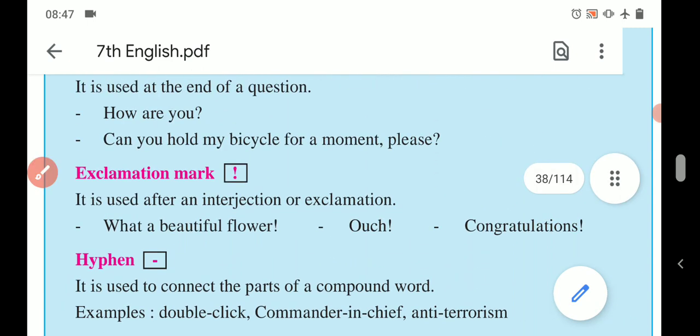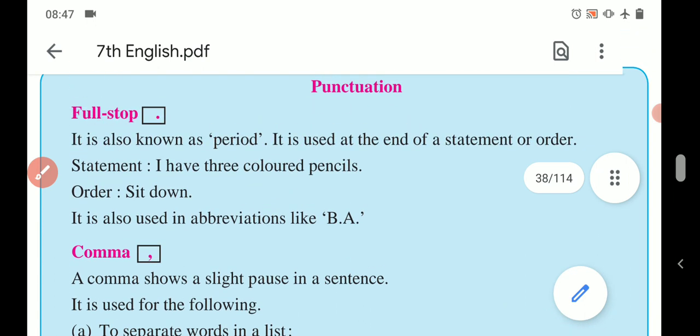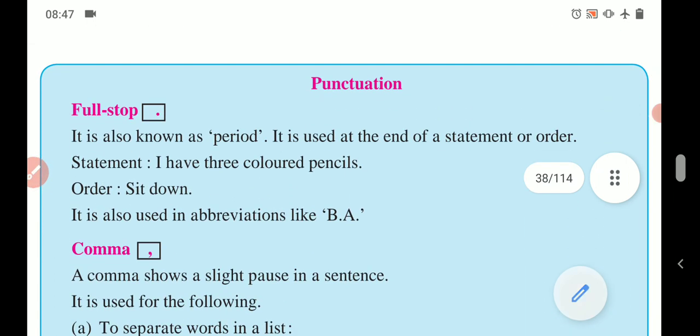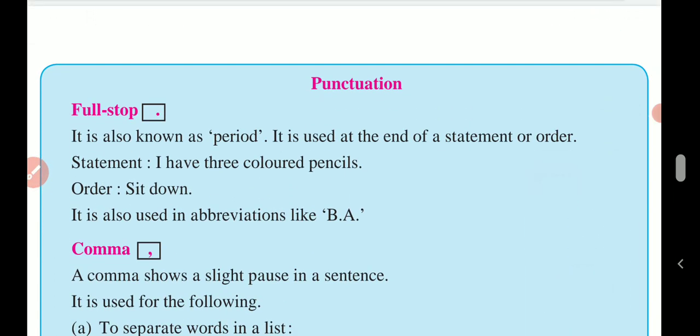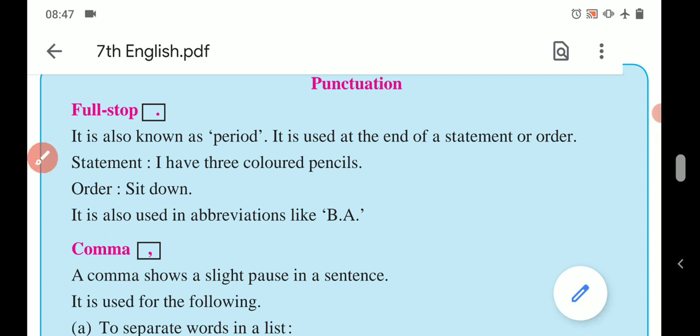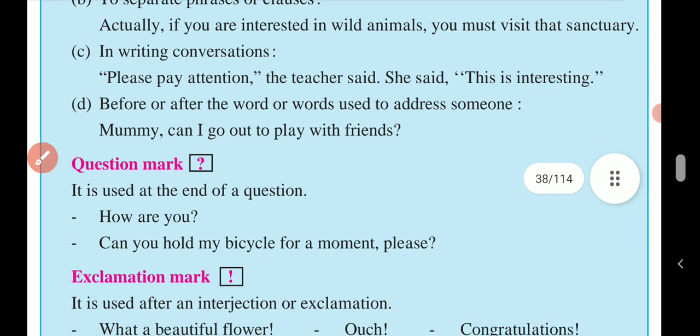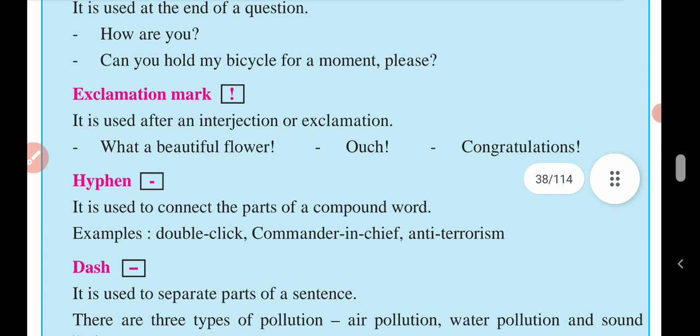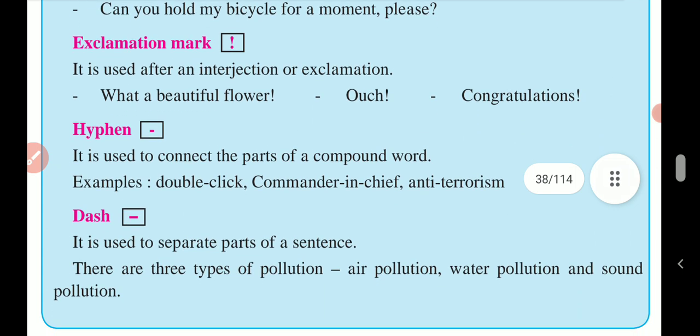So in this video I have given explanation, information about full stop, then comma, then question mark, then exclamation mark, then hyphen, and last one is dash. I hope you all are cleared with uses of all these punctuation marks.